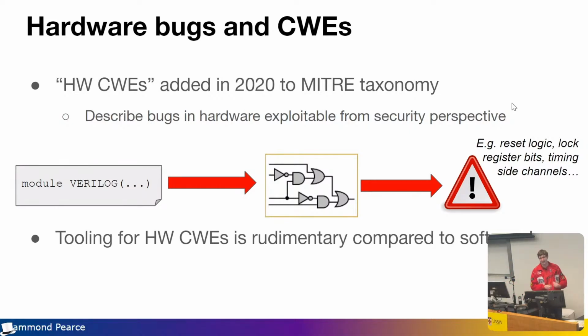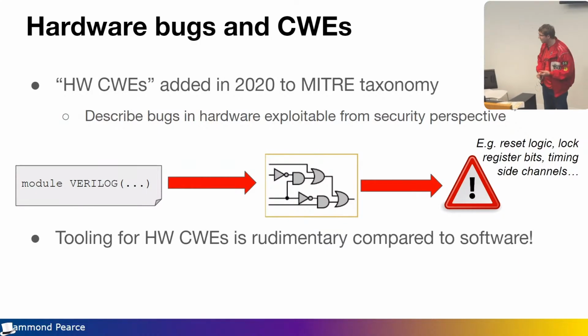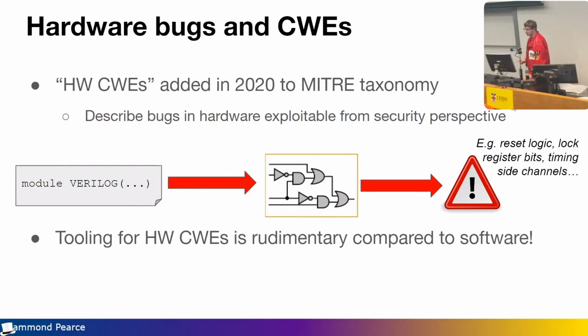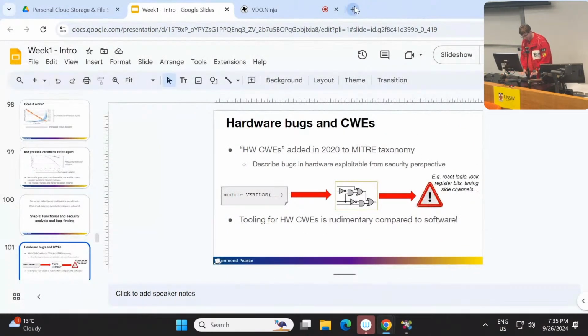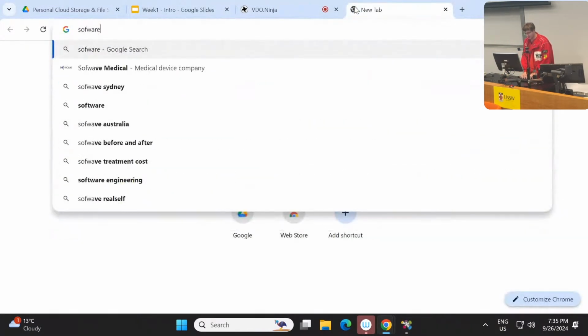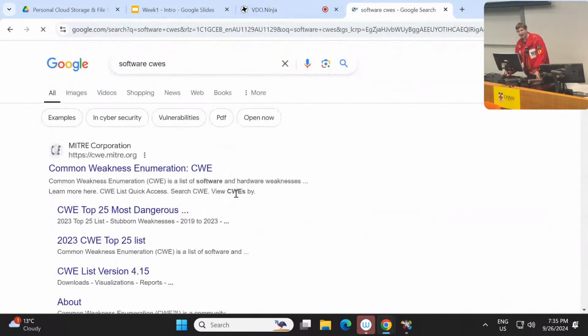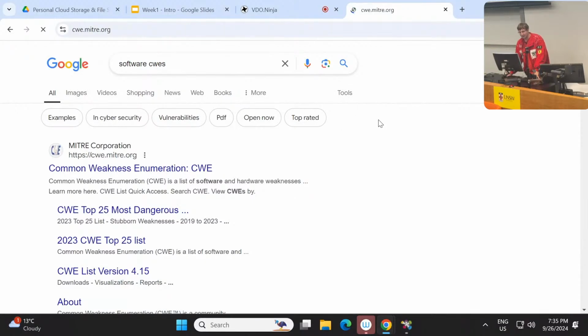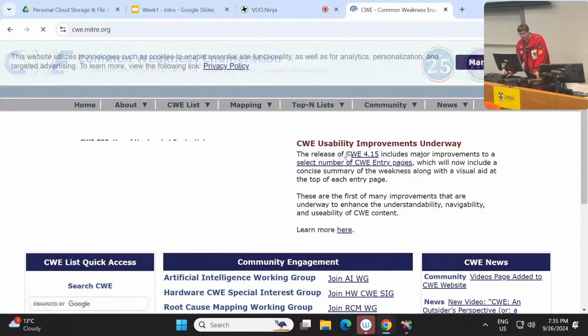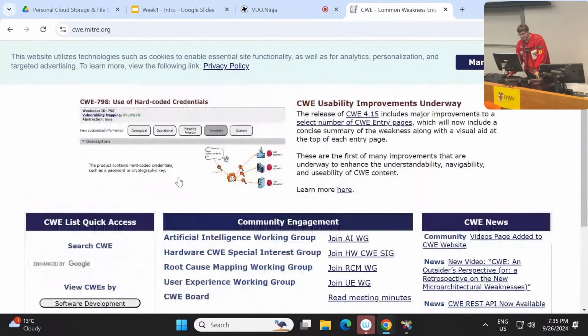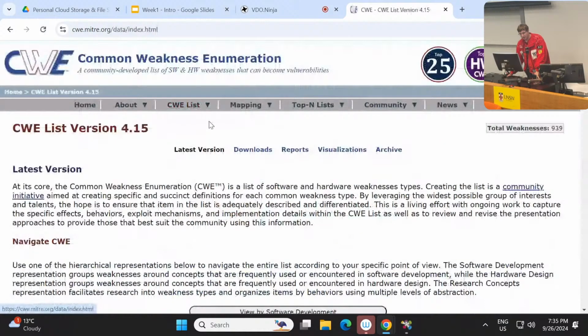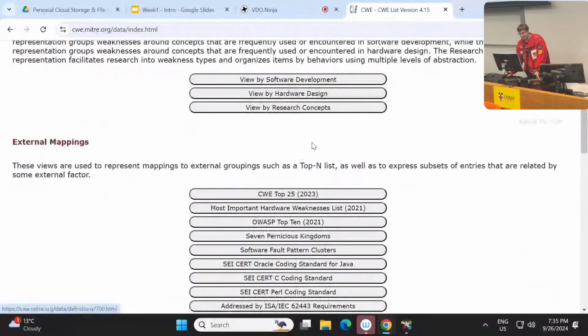And it's actually the exact same organization that tracks software bugs. So if you've heard of the software CWE taxonomy, which stands for the Common Weakness Enumeration, if you've never looked it up before, you should look it up. It's very easy to find. You just go software CWEs. And then you go to MITRE's website, and then you can have a look at their great big taxonomy. And their taxonomy has got lots of different bugs. Latest version. Right, it's a tree, so you can look at this, view by software development.